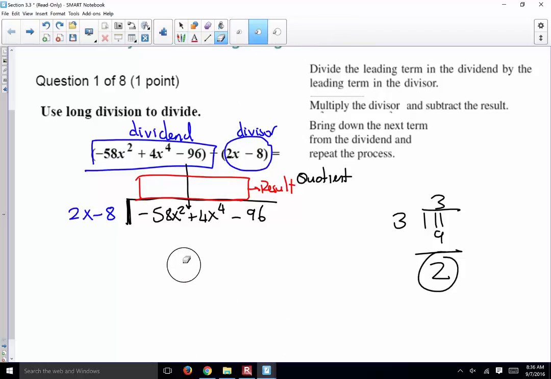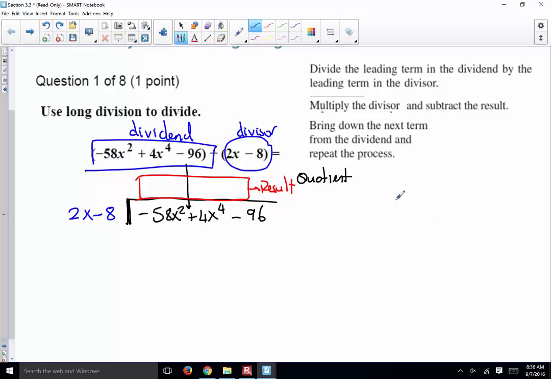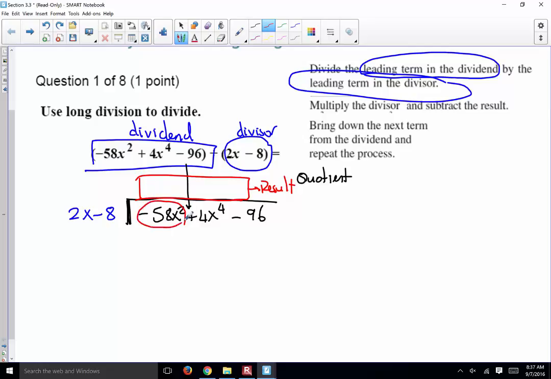What is step 1? You are going to mark the leading term and divide it by the leading term of the divisor. Find the leading term of the dividend and find the leading term of the divisor and divide them. So what is the leading term of the dividend? Leading term is usually the very first term, right? So is this the leading term? Is this the leading term?